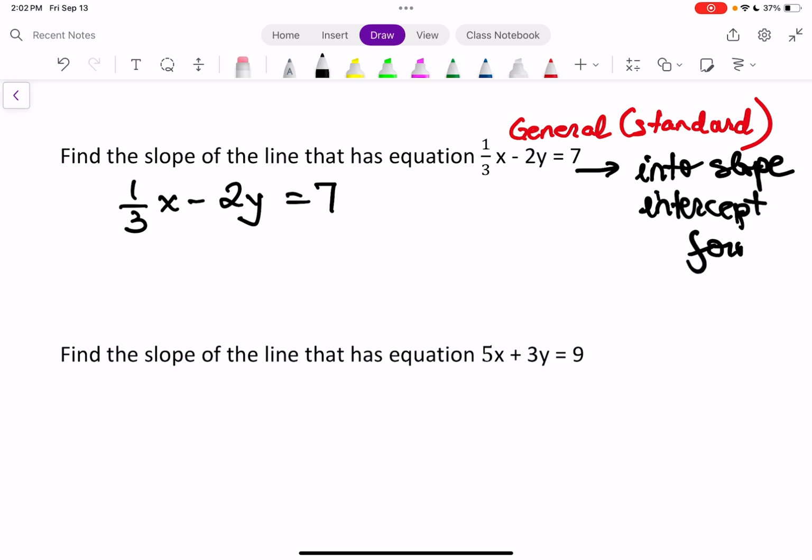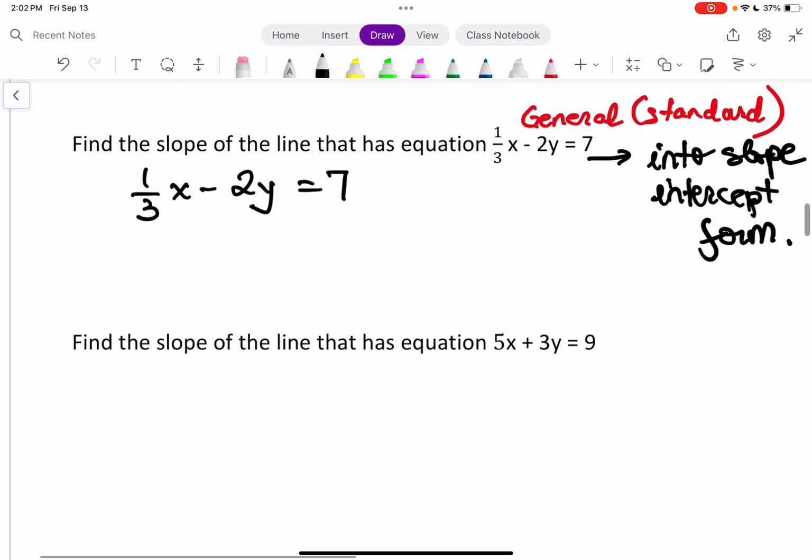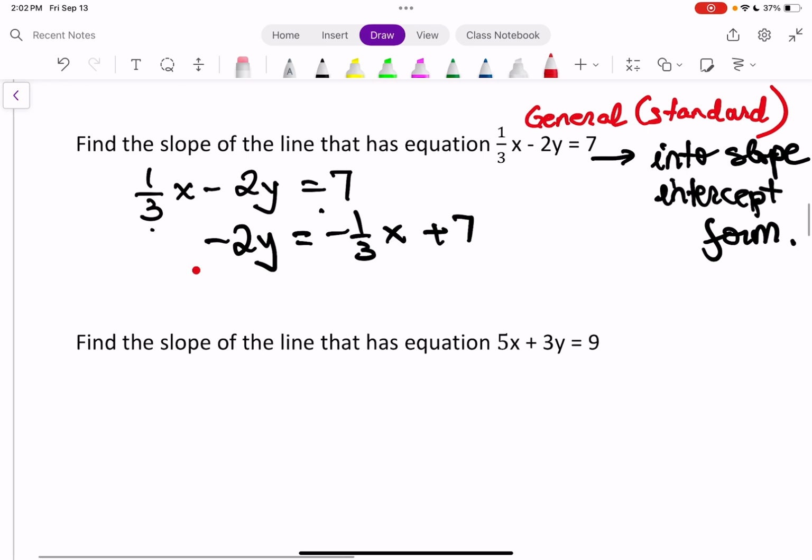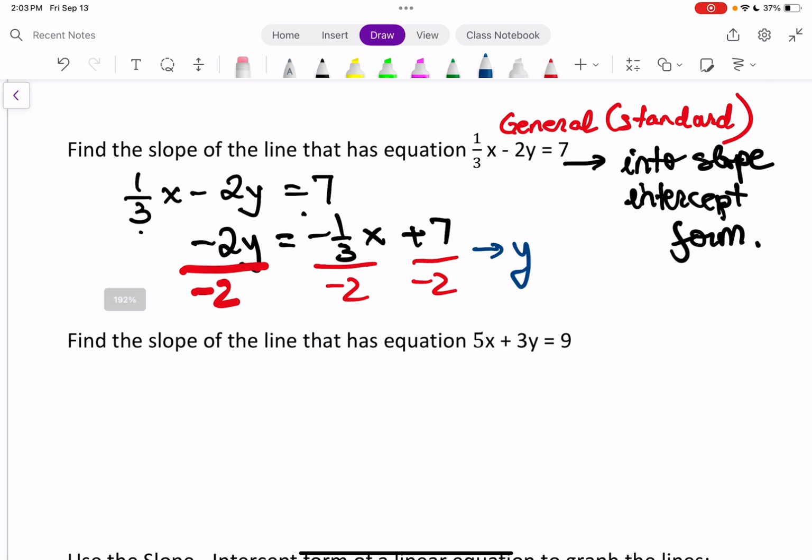In other words, solve for y. So to get y by itself, I need to minus the 1/3 x over. So I'm minusing the 1/3 x from both sides of the equal. Then I'm going to divide by -2. So here it is, -2y divided by -2, that's just the y.